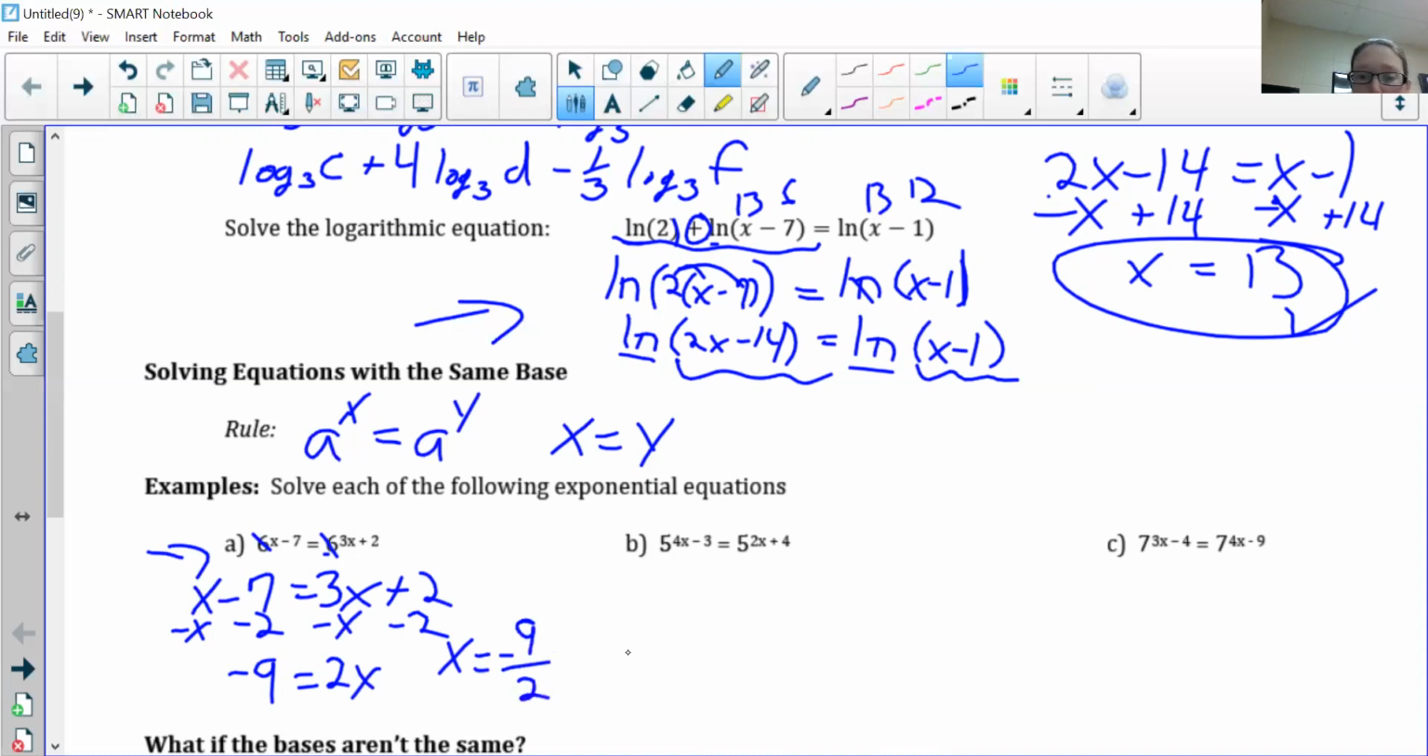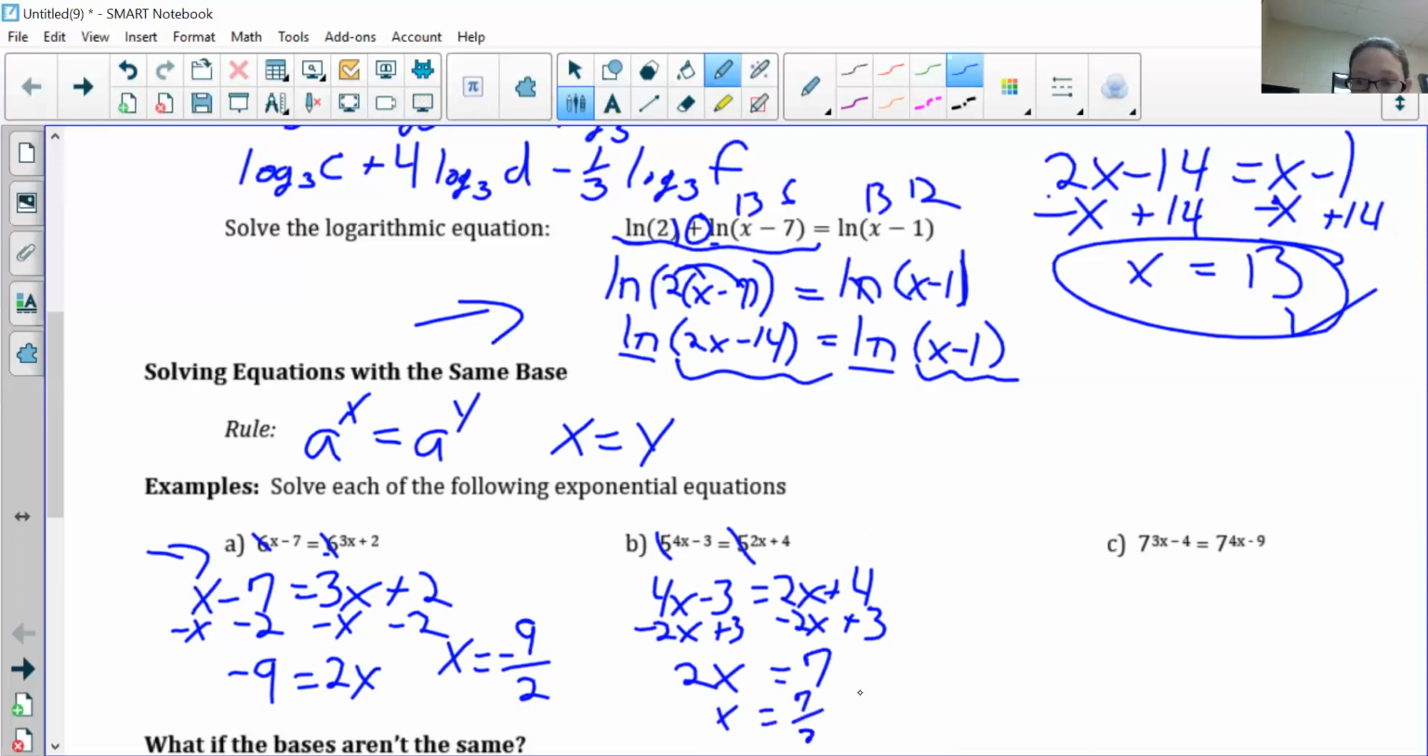All right, B, once again, same base, so the bases go away, set just the stuff equal to each other. So 4x minus 3 is equal to 2x plus 4. Big X is over here, so we're going to subtract the x's from both sides. Move that 3 while we're at it. So 2x equals 7. So x equals 7 halves.